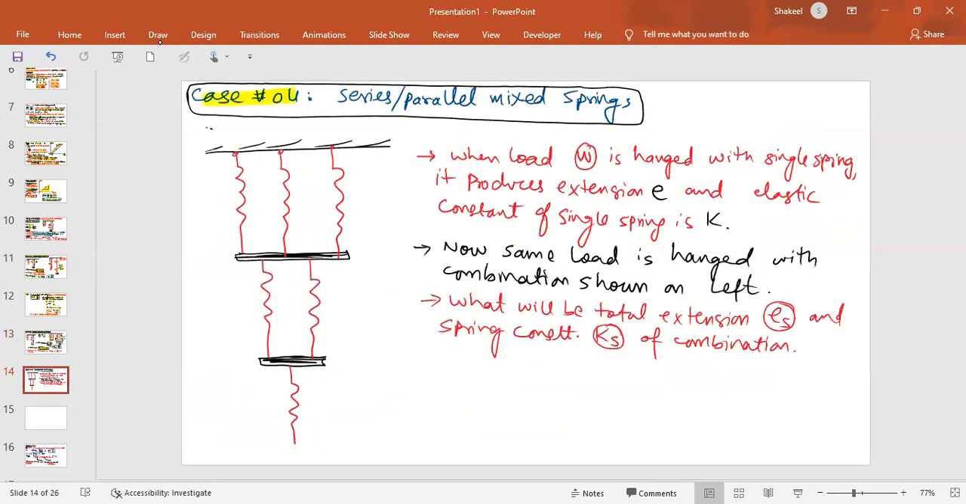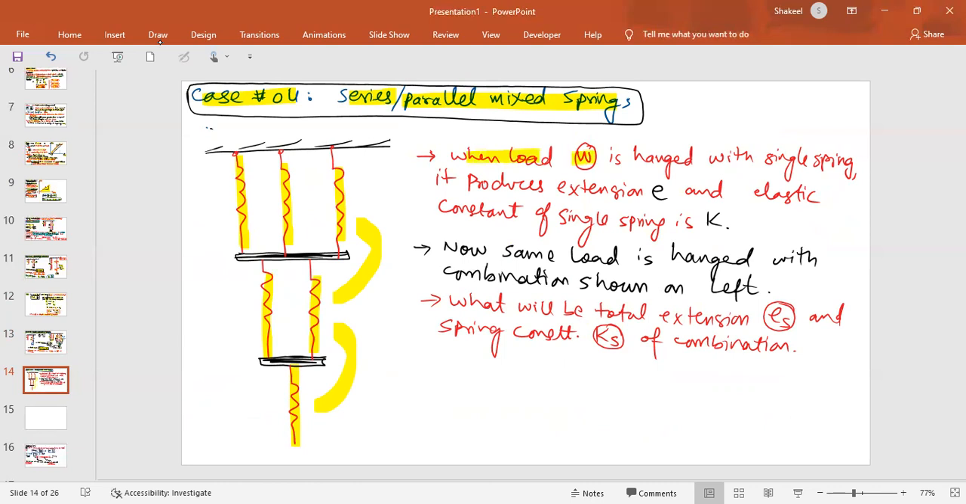Now let's look at case 4, which is the series and parallel mixed spring case. Let's say we are using the same, identical springs. The 3 of them are connected in parallel, then these 2 are in parallel, but these 2 are in series, and then another one in series with them. So we have a mixed combination of series and parallel.